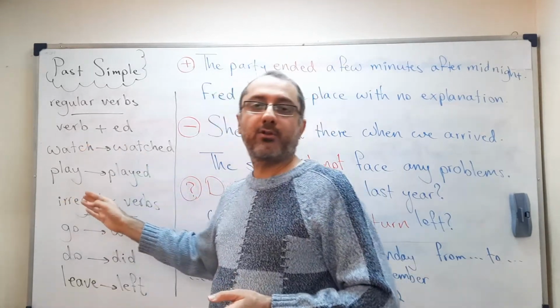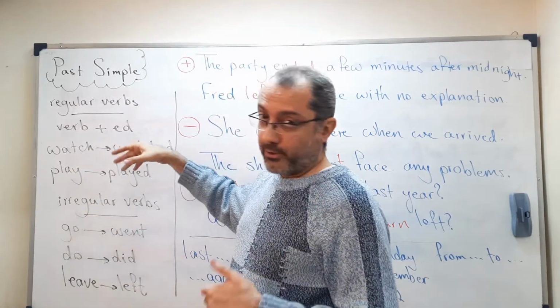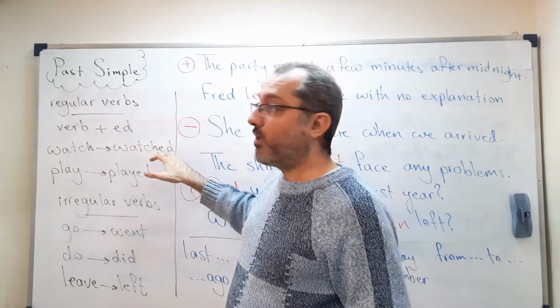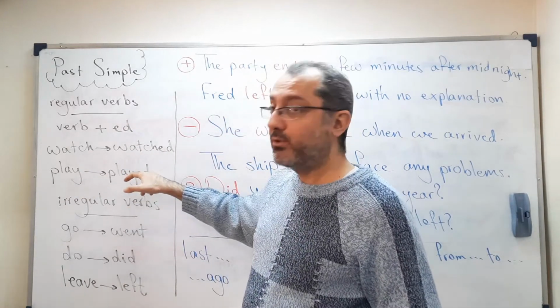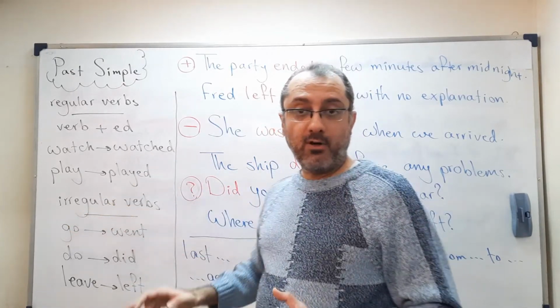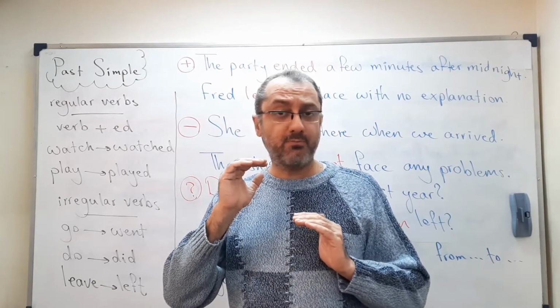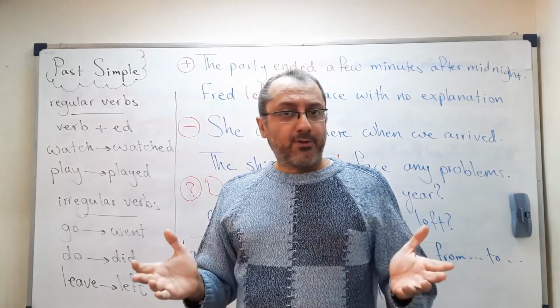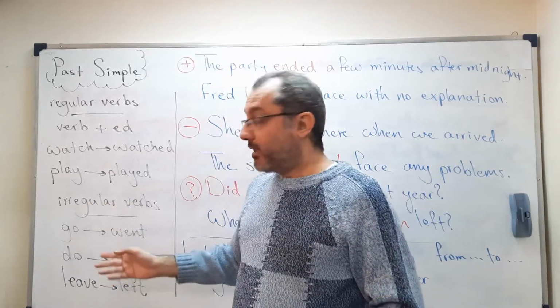Take a look. Watch and play are two examples of regular verbs. Watch, in order to refer to the past, changes to watched, and play plus ed turns into played. On the other hand, we have irregular verbs, verbs that do not follow this method. What method do they follow? Nothing. That's why we call them irregular verbs.